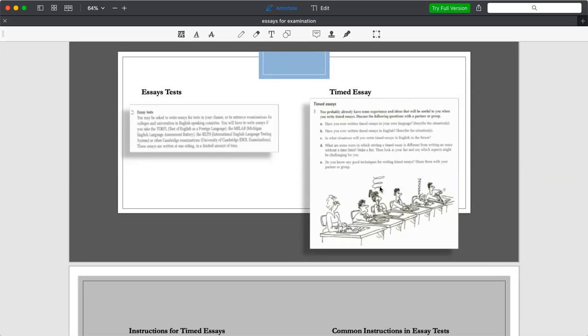Have you ever written timed essays in your own language? Have you ever written timed essays in English? In what situations will you write timed essays in English in the future?